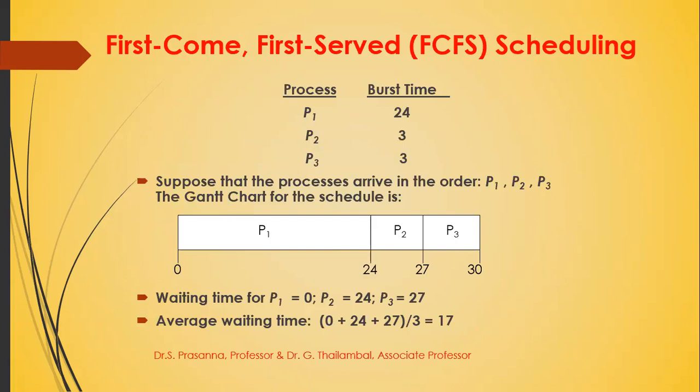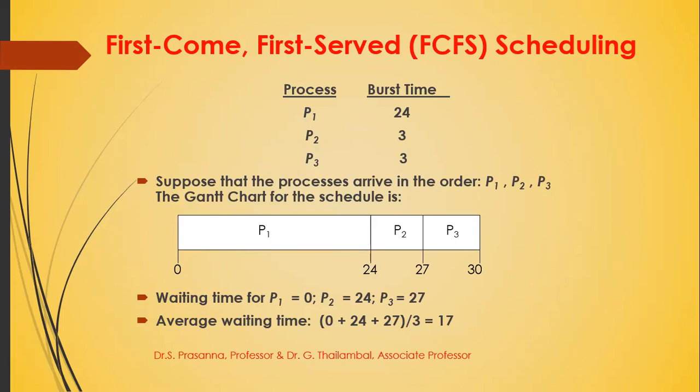First come, first served scheduling. So what is first come, first served? FCFS scheduling: you have been given 3 processes P1, P2, P3 with burst times of 24, 3 and 3. The concept of FCFS scheduling is that whichever process comes first will be scheduled first for the CPU to execute.